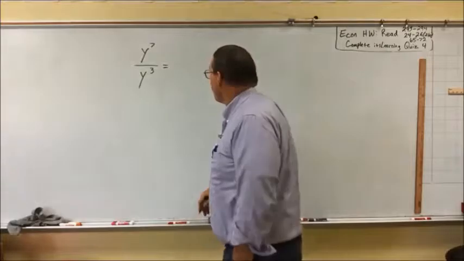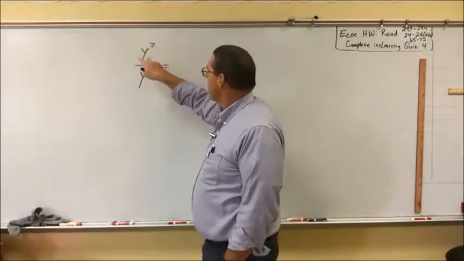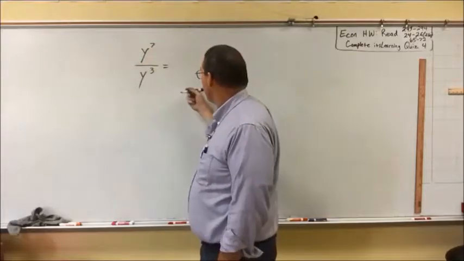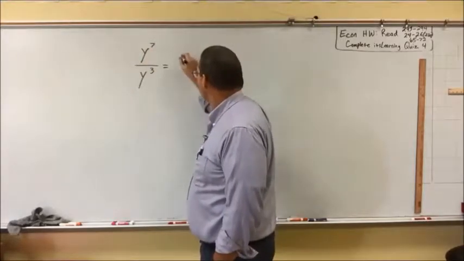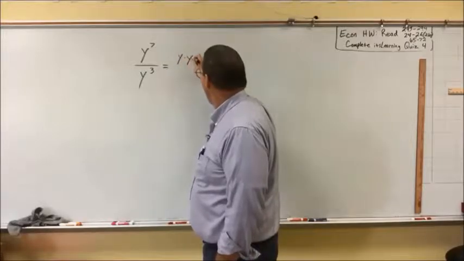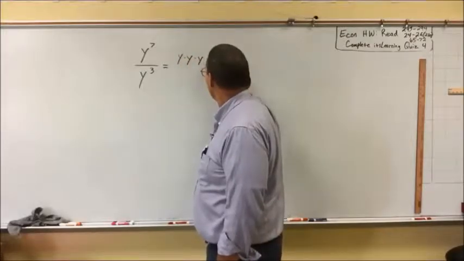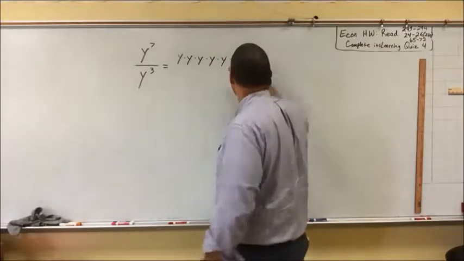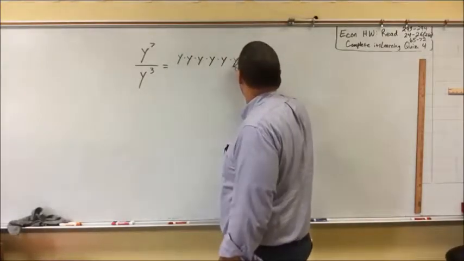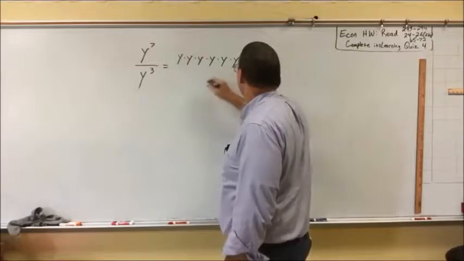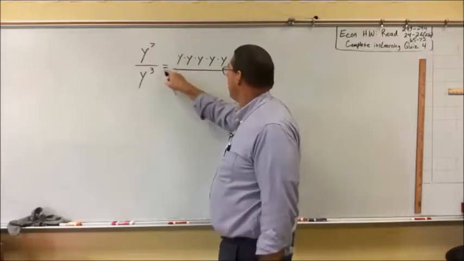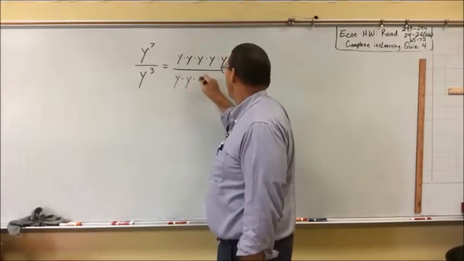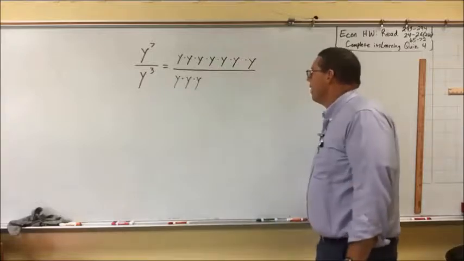Now, do you remember previously we said that when you have y to the 7th power, or x to the 7th power, whatever, this base is that many times. So really, this is the same thing as y times y times y times y times y times y times y, over, divided by 3 y's. That's y times y times y. So it's only 3 y's.